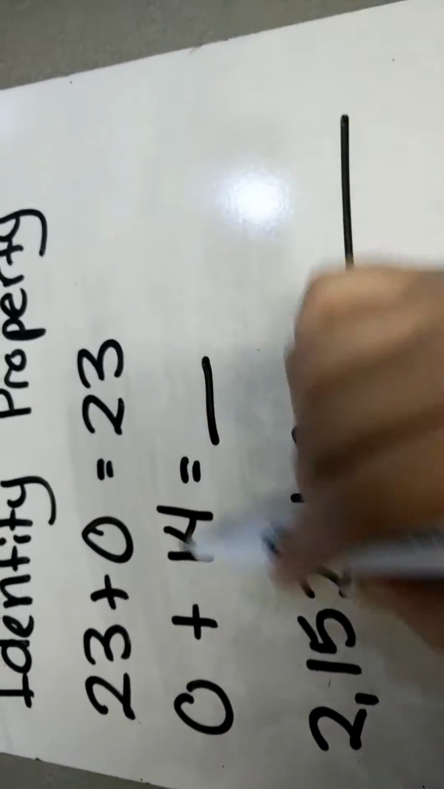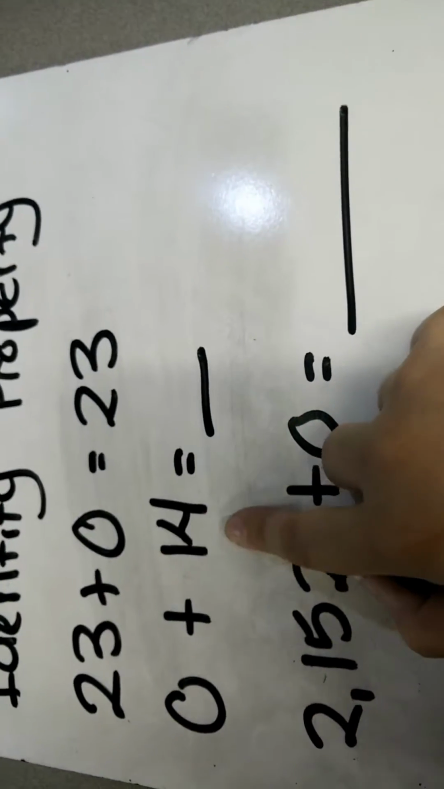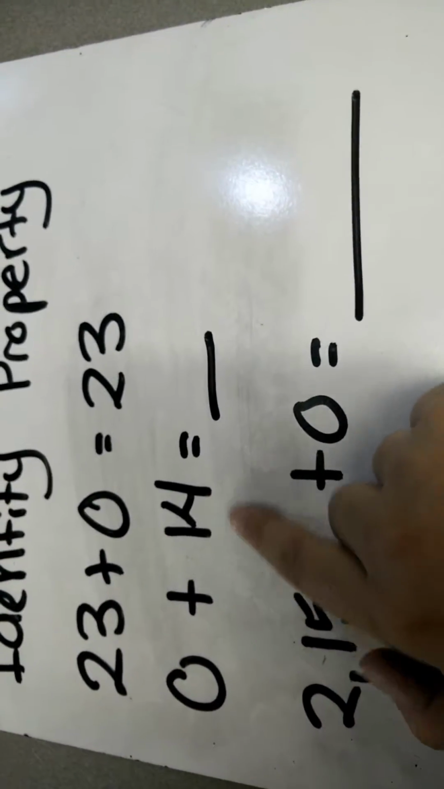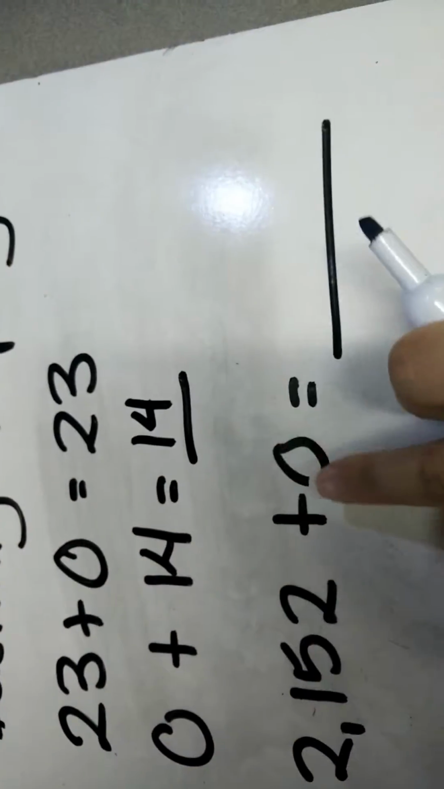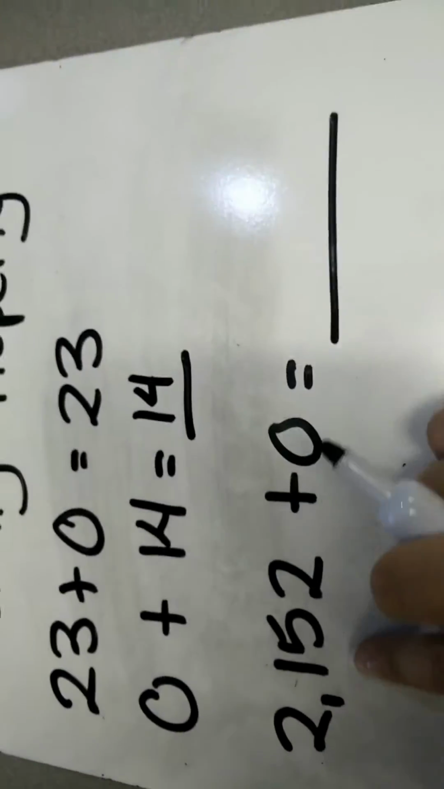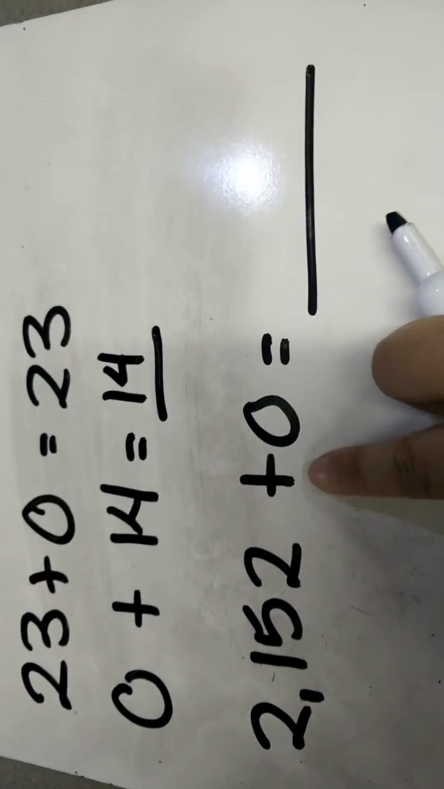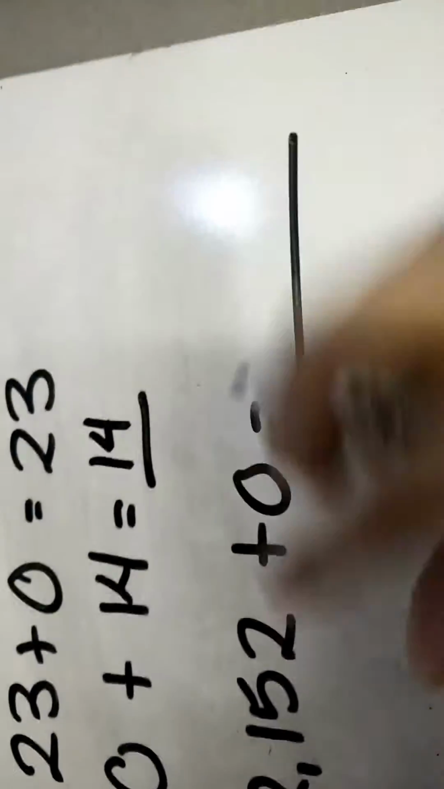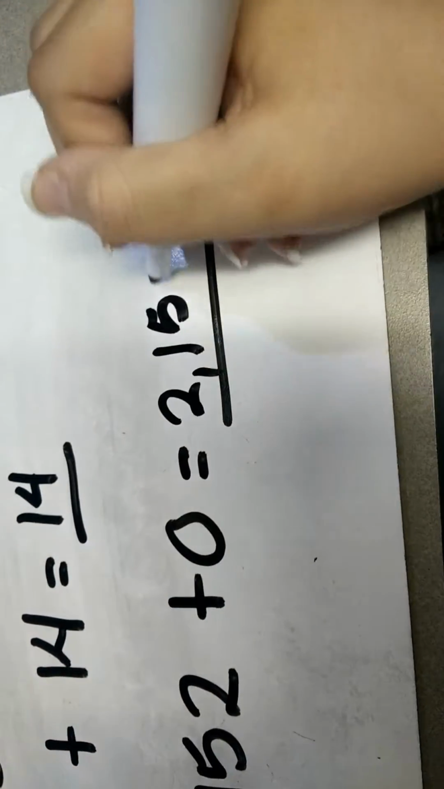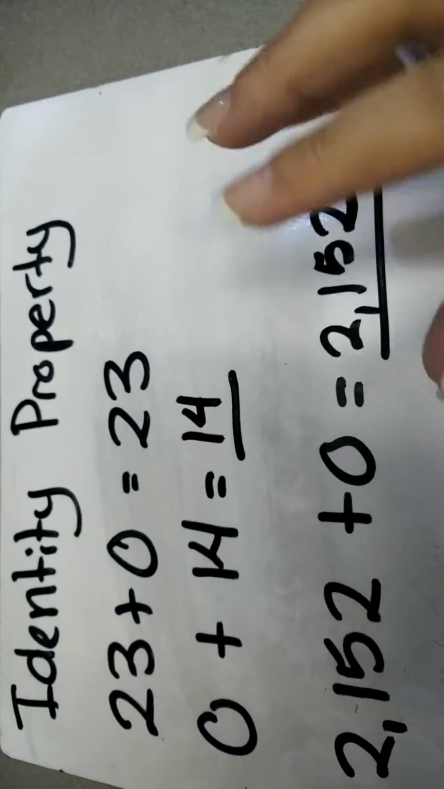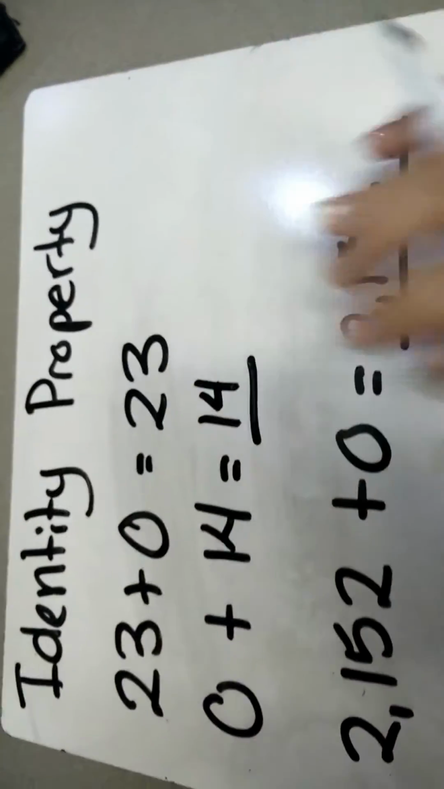Alright, if I go to my next problem as an example, anything plus 0 is always itself. So if I have 0 plus 14, my answer is always going to be the other number, which is 14. Even if I have an outrageous number, like 2,152 plus 0, any number plus 0 is that number. So my answer would be 2,152. Simple, easy, anything plus 0 is always itself. So that is our identity property.